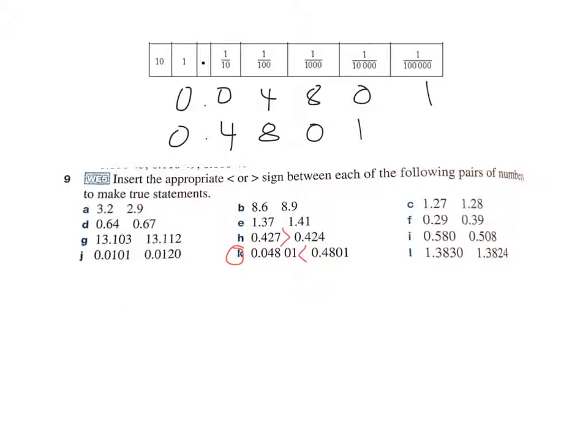So I guess the key point here is to make sure that when you compare the numbers, just make sure you only compare them when they're in the same place value. If they're in the same place value, that's when you can compare the numbers to see which one is larger or less than.